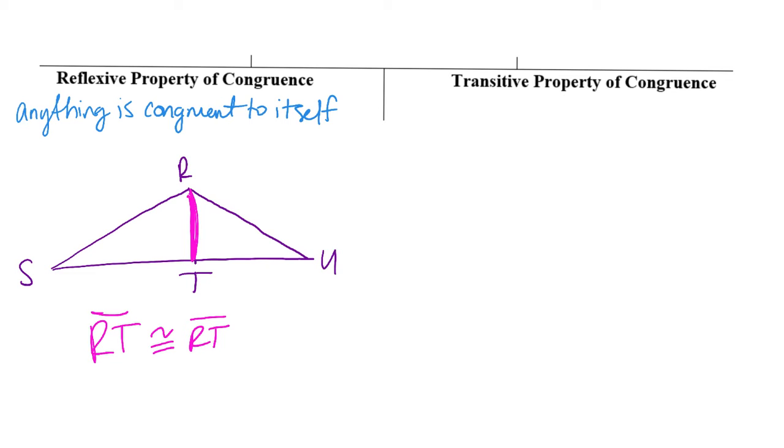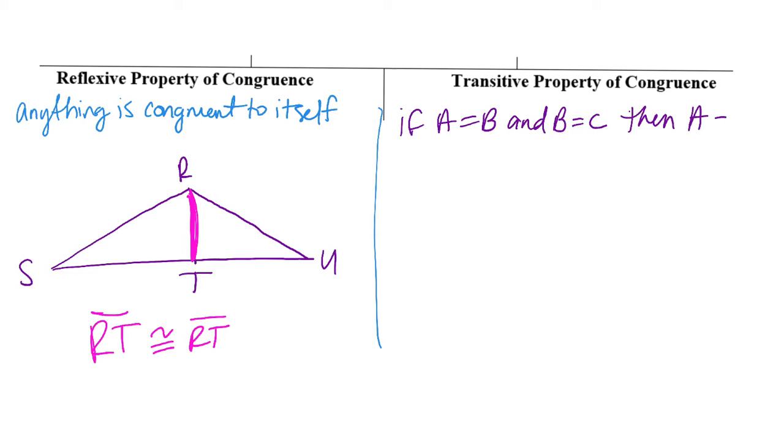All right, transitive property, last one, of congruence says that if A is equal to B and B is equal to C, then A is equal to C. And you will see that sometimes with angles or a few other things.